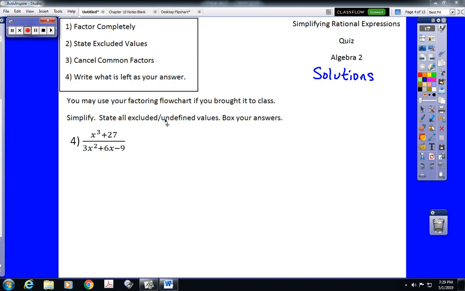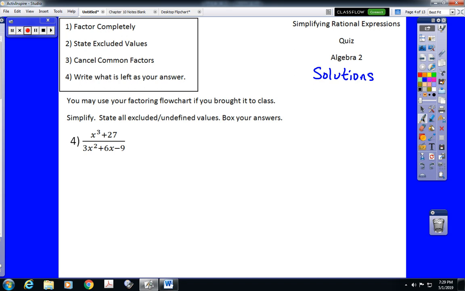This is the fourth video covering number 4 on the Simplifying Rational Expressions quiz. Once again, by now we should be familiar with what we're supposed to be doing. If you missed number 4, you're supposed to be following along with the solution on your new sheet and writing down the entire solution so that you can compare it to what you did and understand what you did wrong.